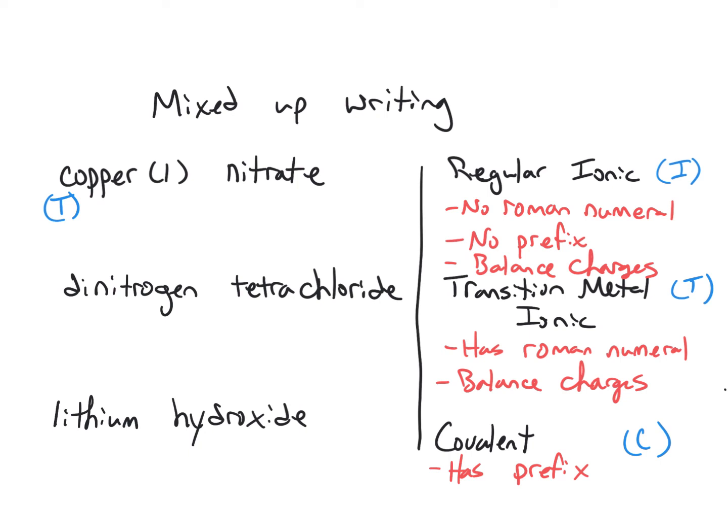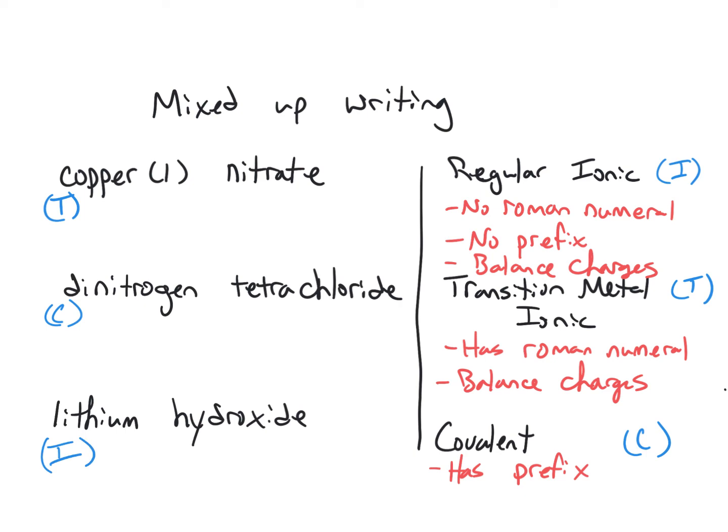And maybe I find all the ones with a Roman numeral in them and identify them as T for transition metal. And then I go through and I find all the ones that have prefixes in them, like the second one, dinitrogen tetroxide. It's got to be covalent. So I'm going to put a little C next to this one, and I find all the other ones with prefixes. And then anything that's not transition metal or covalent automatically becomes a regular ionic. But I double check. I look for no prefixes and no Roman numerals, but I can be assured that if it's not transition or covalent, it's got to be just regular ionic.